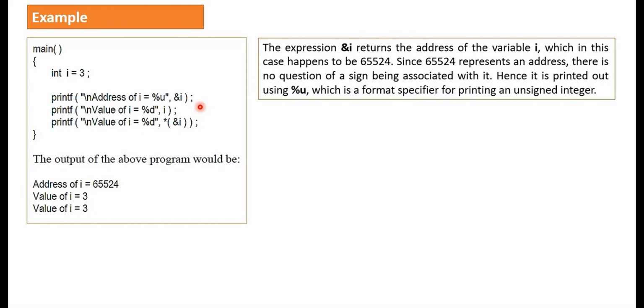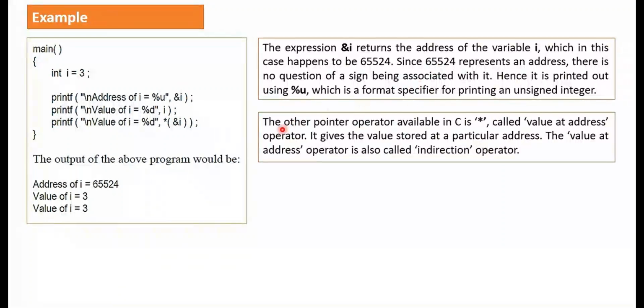So if you see in the first printf statement, &i returns the address of the variable i, and since 65524 represents an address, there is no question of a sign being associated with it, hence it is printed out using %u, which is a format specifier for printing an unsigned integer, because an address cannot be negative.